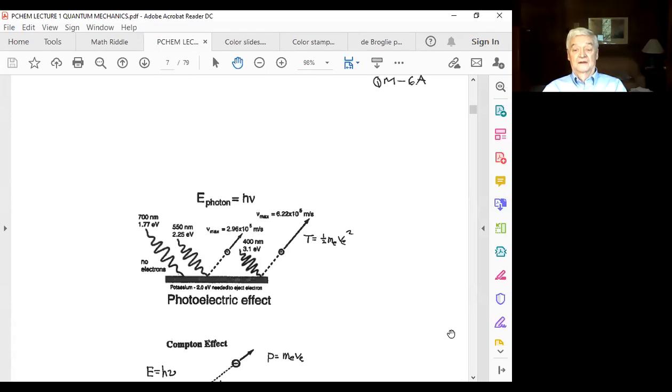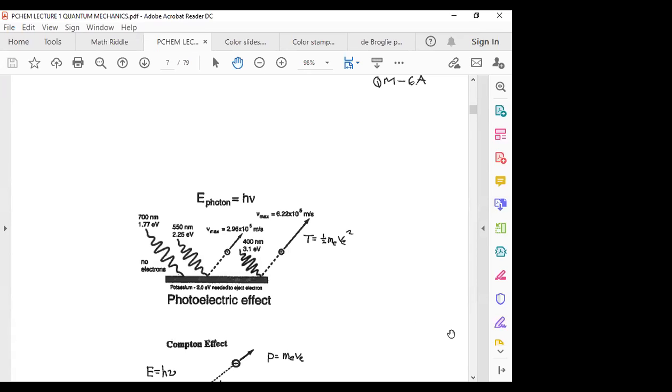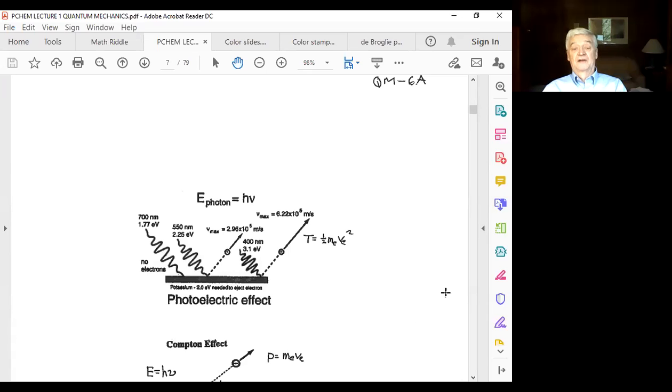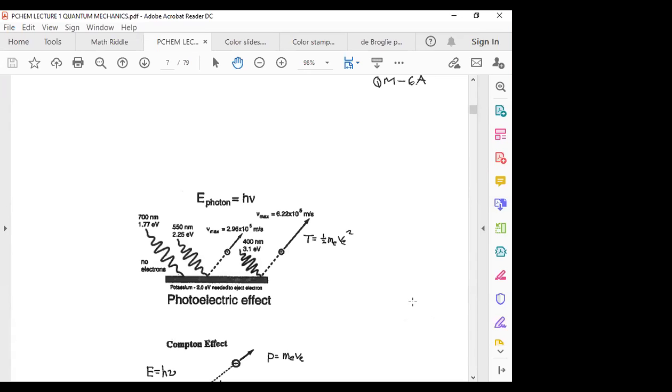And the electrons, they come from the metal, correct? The electrons are coming from the metal. So metals are made up of atoms, and so what we're doing is we're kicking electrons off the atoms that are in the metal. Okay, thank you. That's what I wanted to clarify.